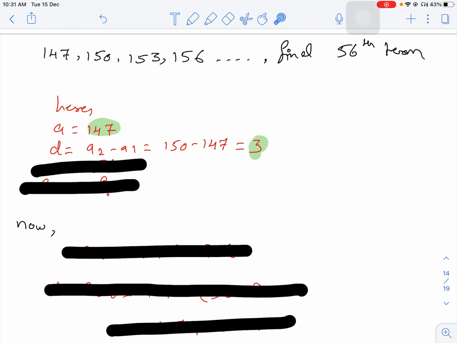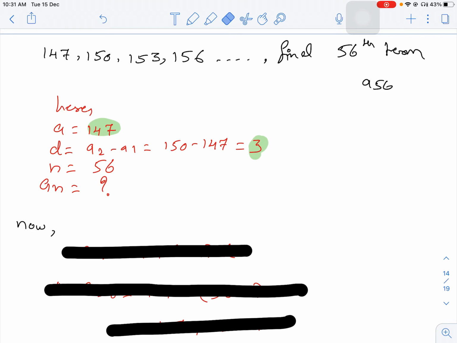Then next, what value can we have? We have to find the 56th term, so that is the value of n. So n equals 56. Now 56th term means we have to find A56, that is the nth term. So finally, an equals question mark.